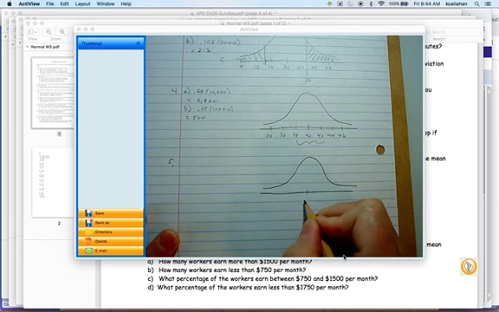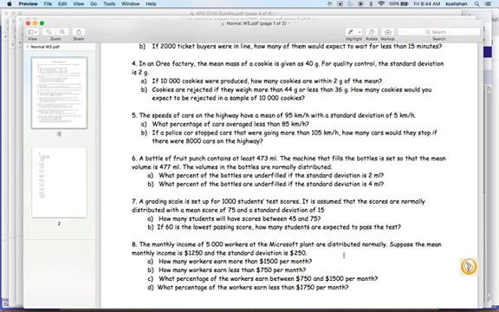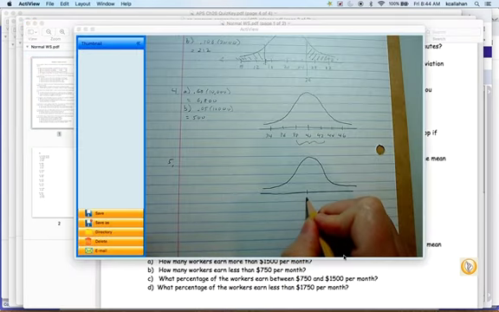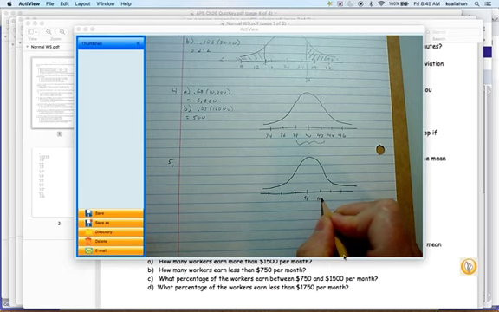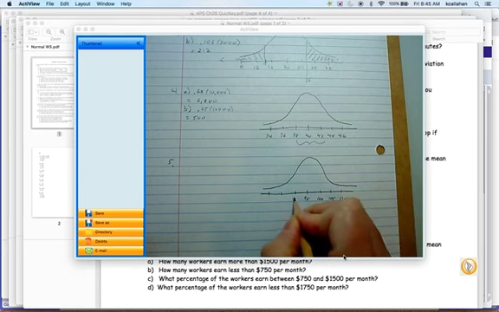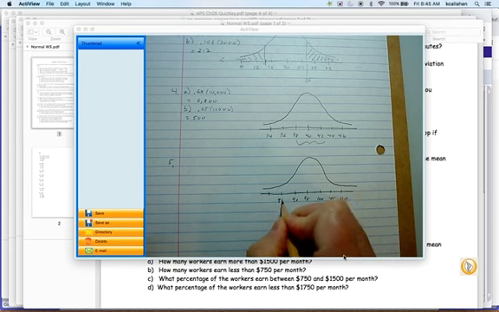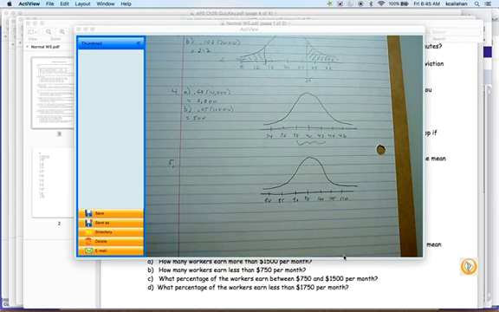Okay, and what did this say again? 95 and 5, right? 95 and 5. 95, 1, 2, 3. 1, 2, 3. So this is 100, 105, 110, 90, 85, 80. So I've drawn and labeled my curve before I even read the rest of the problem.